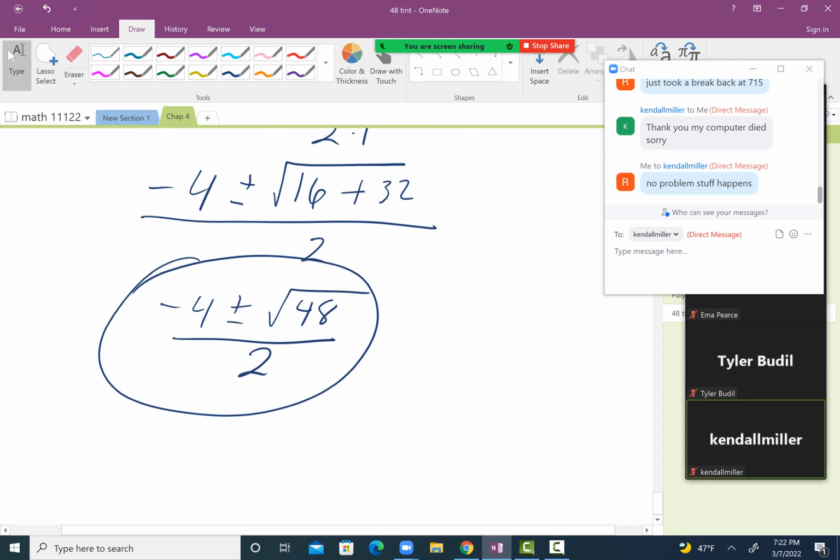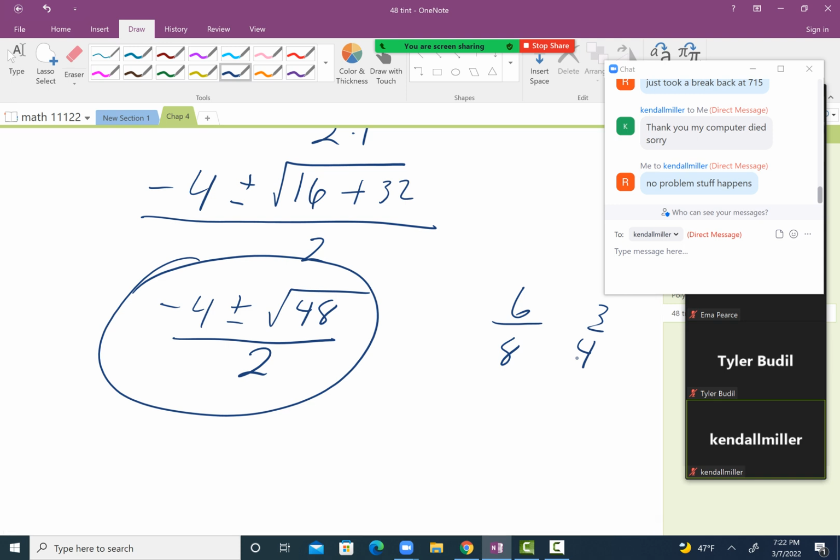Now, some of you are saying, shouldn't I reduce that 48? You can, but again, that's not going to change the answer. It's still going to be the same thing, it's just reduced. It's sort of like saying, well, should I reduce 6/8 down to 3/4? You can, but it's not changing the answer. 6/8 and 3/4 are the same thing.